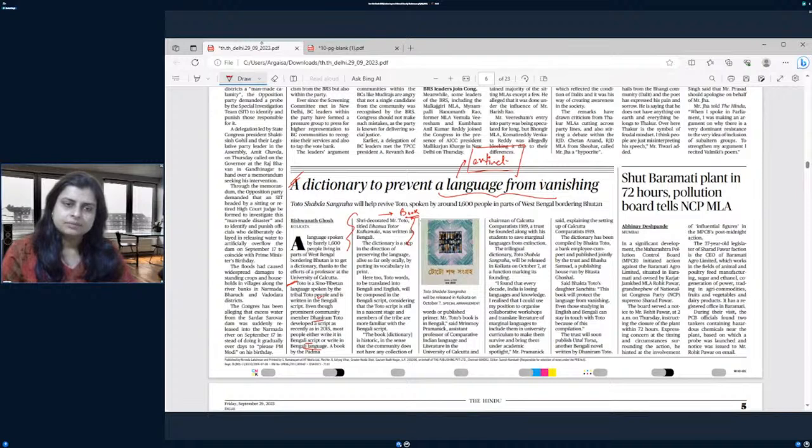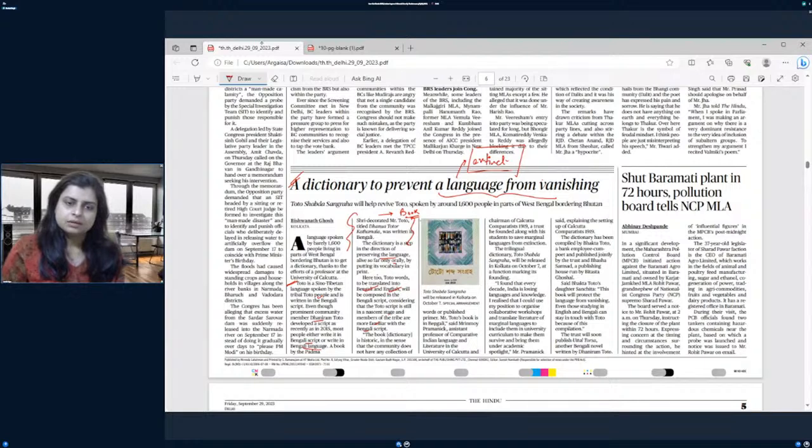The dictionary is a step in the direction of keeping the language alive, so far only orally, by putting its vocabulary in print. Here, Toto words to be translated into Bengali and English will be composed in the Bengali script, considering that the Toto script is still in a nascent stage and members of the tribe are more familiar with the Bengali script. The book is historic in the sense that the community does not have any collection of words or published primers. Mr. Toto's book is in Bengali.